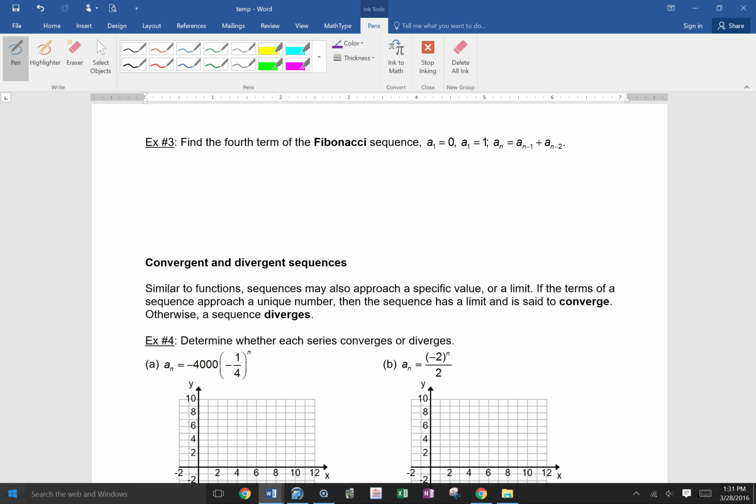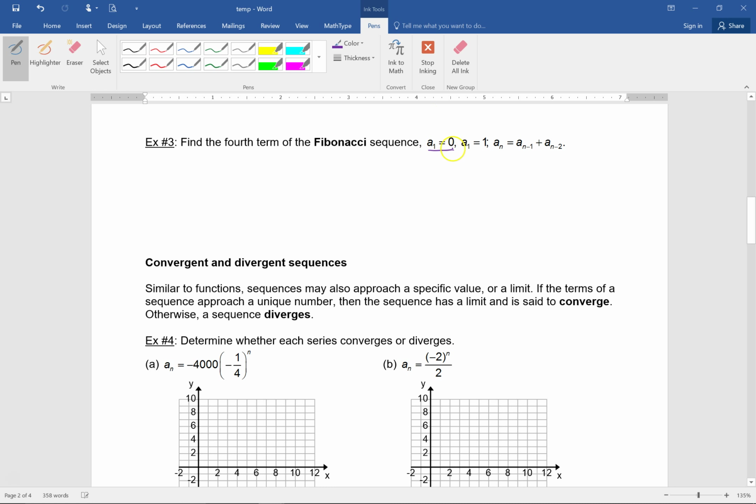So the Fibonacci sequence is a sequence, it's this. The first few terms are given, so A1 is always 0. A2 is always 1. And then every other term is the sum of the first two. So if you want AN, you have to add AN minus 1, which is the previous, and then AN minus 2, this is the one right before the previous. So, find the fourth term of the Fibonacci sequence.